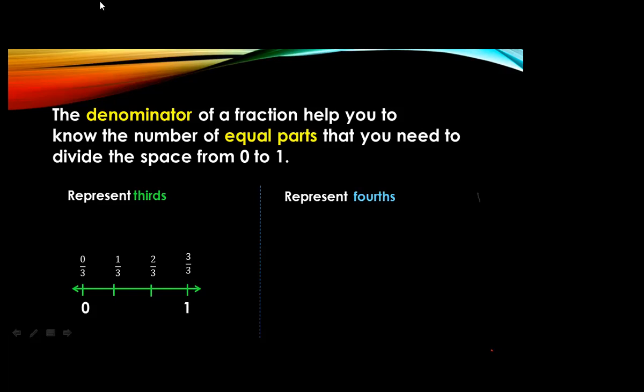Represent the fourth. Represent the fourth. The fourth, which is what? How do we write fourth? Who will answer? Just raise your hand.